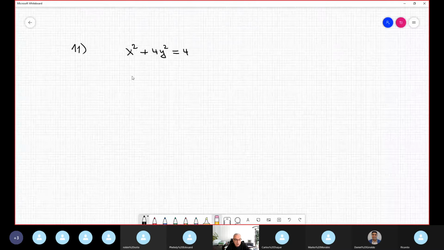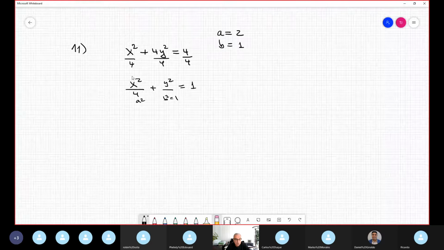Okay. I immediately express the ellipse in standard form, dividing everything by 4, because I know that in the standard form of the ellipse the right-hand side should be 1. So x squared over 2 squared, or 4, whatever, plus y squared over 1 equal 1. So I determine that the a value of the ellipse is 2 and the b value of the ellipse is 1. This is a squared, and b squared is invisible because it's 1, therefore b is 1.